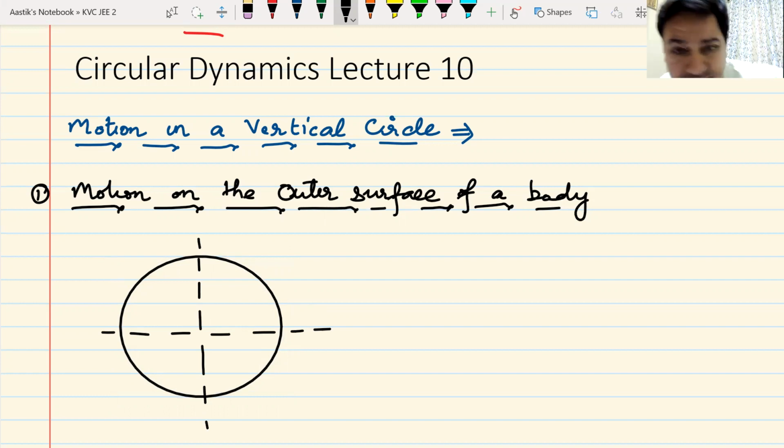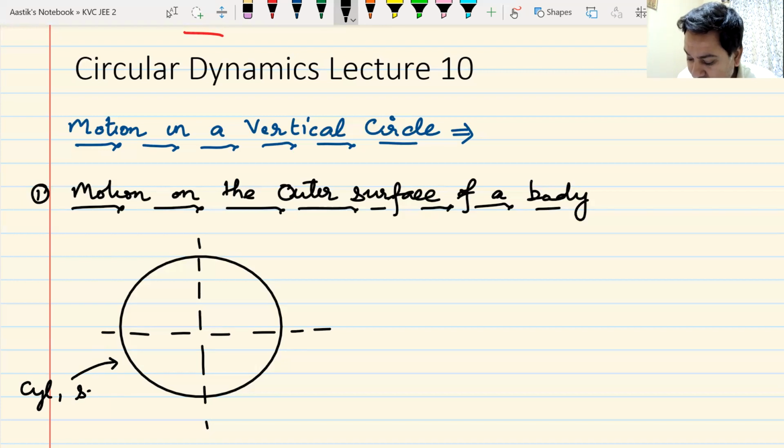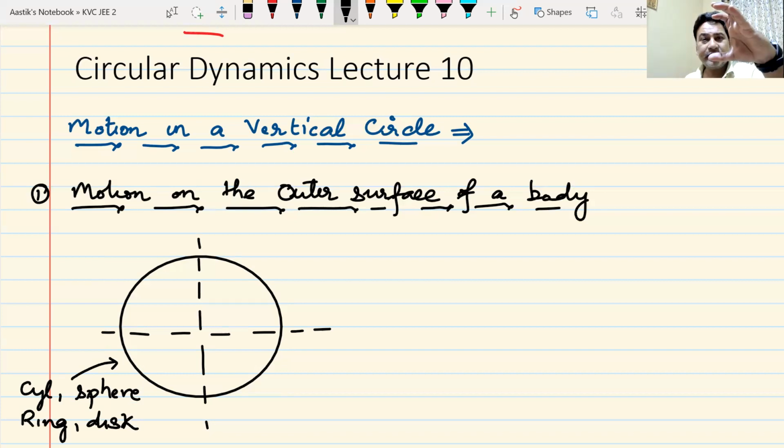Now this body looks round. Obviously it is round, but a round or a circle is a one-dimensional figure. You can't keep a body on a one-dimensional figure. So this round thing could be a cylinder, a sphere, a spherical shell, a ball, a ring, or a disc. Doesn't matter, unless and until it is round and you have kept it on the horizontal floor.